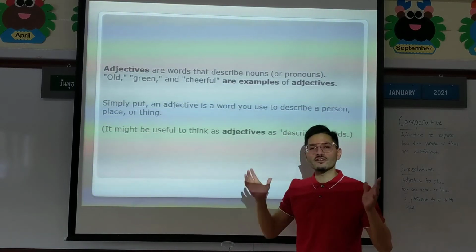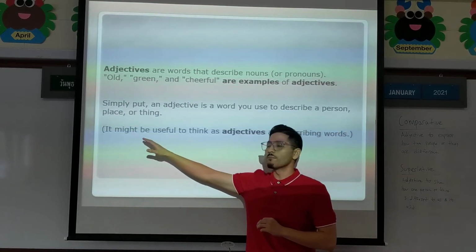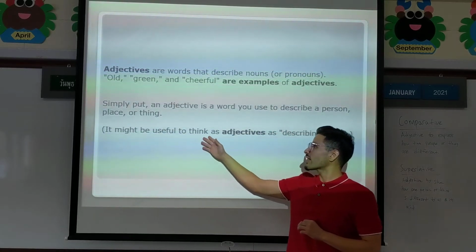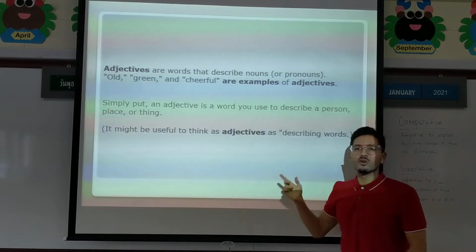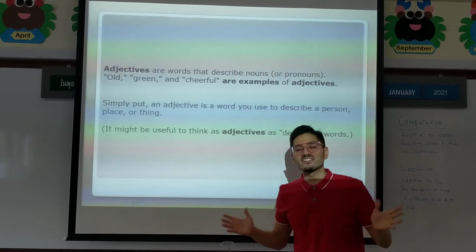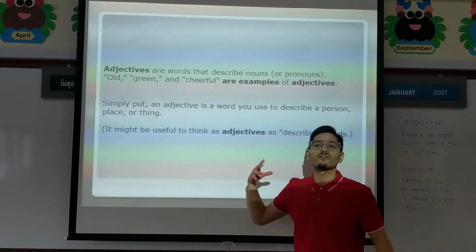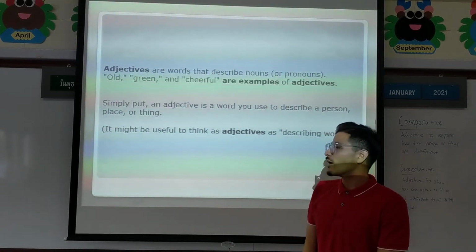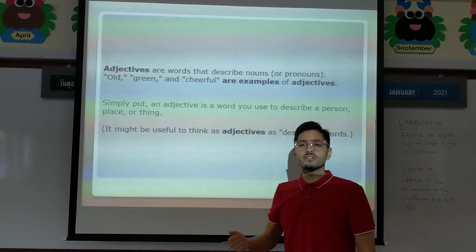So if you think to yourself, what is an adjective? If you forget, it might be useful to think of adjectives as describing words. Words to describe something. So if you need to remember what an adjective is, it's to describe something. Person, place, or a thing. Okay, so I'm going to show you some slides of different adjectives and the opposite.